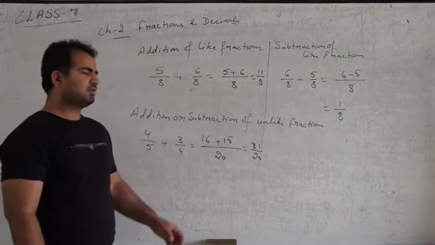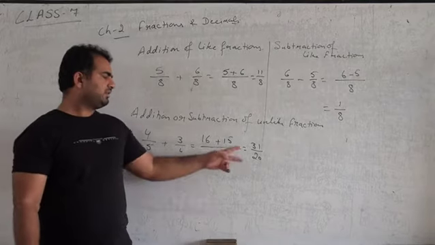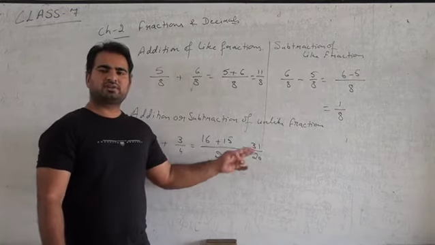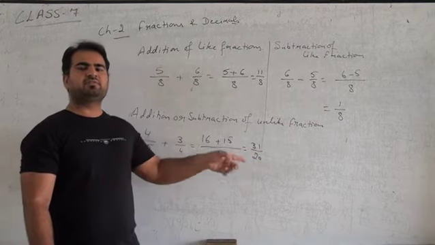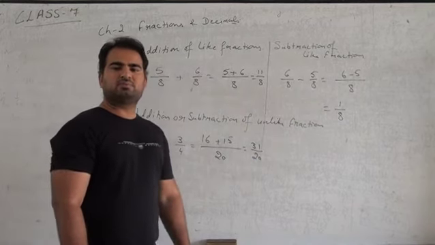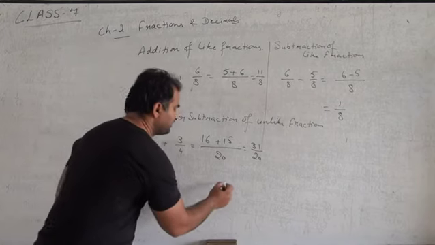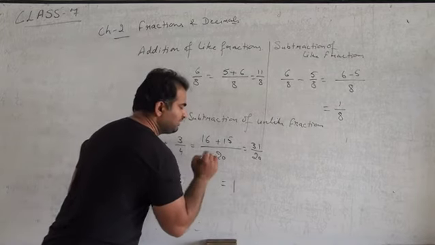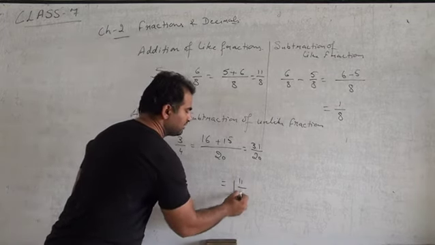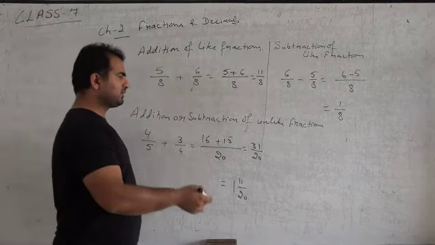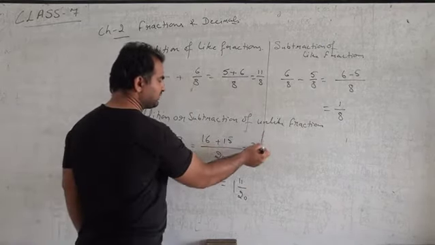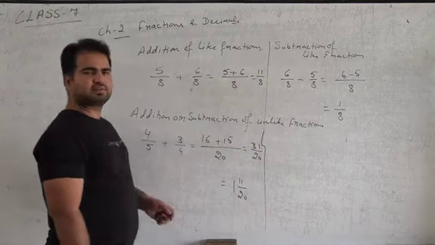Done. Okay. Next step is, if our answer is an improper fraction, then we have to change it into a mixed fraction. Then it will be 1 11 upon 20. Done? Okay, next is subtraction of unlike fractions.